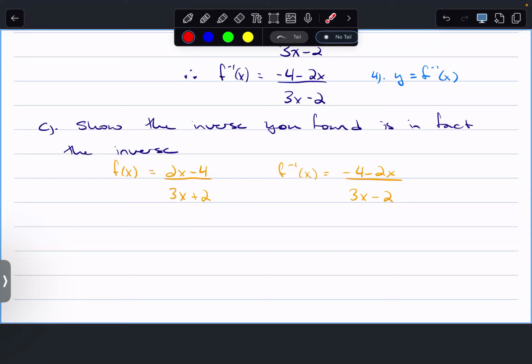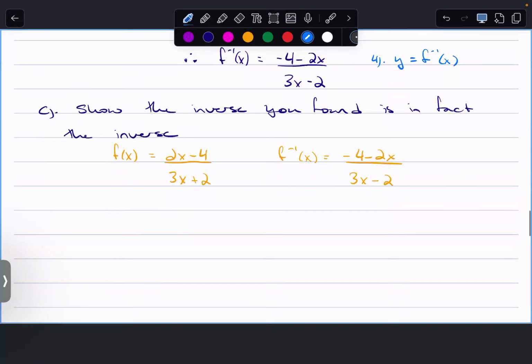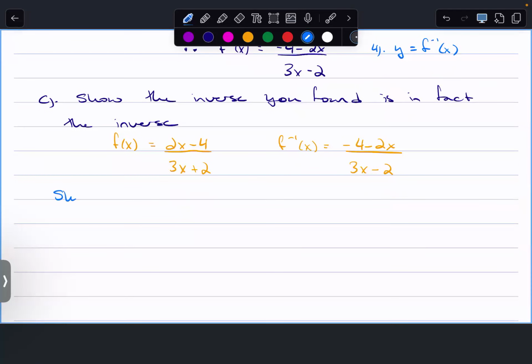So how do we show that it's the inverse? This really is saying show that f of f inverse of x is equal to x, and f inverse of f of x is also equal to x. So apply those function compositions, right?